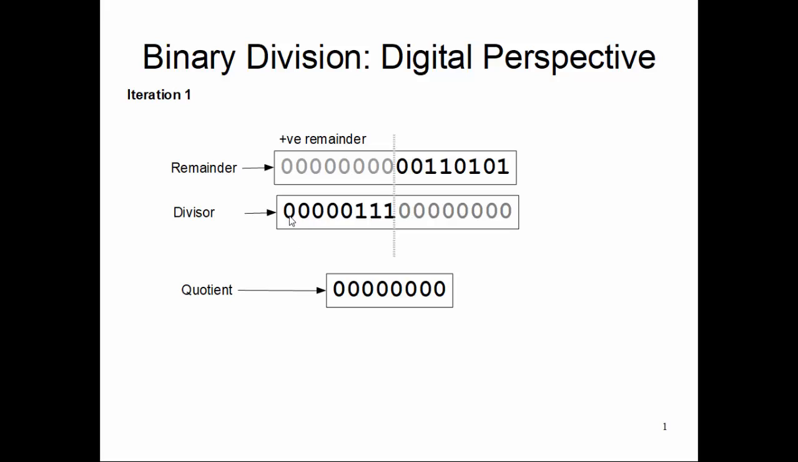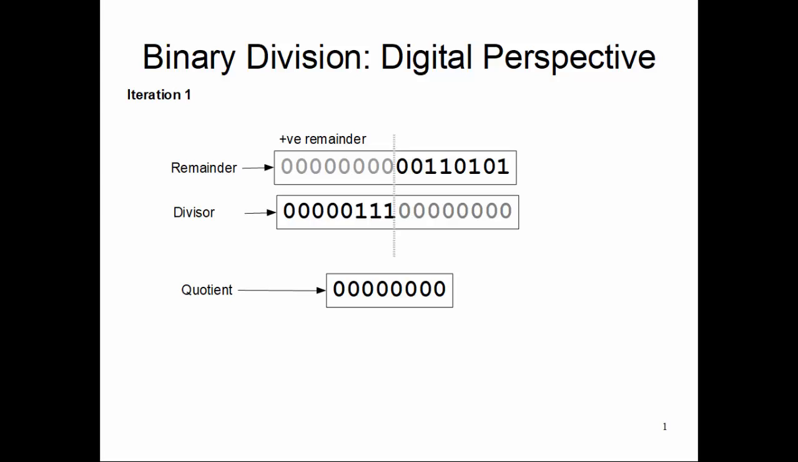With the 8-bit example, my dividend is 00110101 and my divisor is 00000111, and we store this 8-bit dividend and divisor into a 16-bit storage, which we call a register, right? The dividend goes into the lower half of one register, which we call the remainder register, and the divisor goes into the upper half of another 16-bit register, which we call the divisor register.